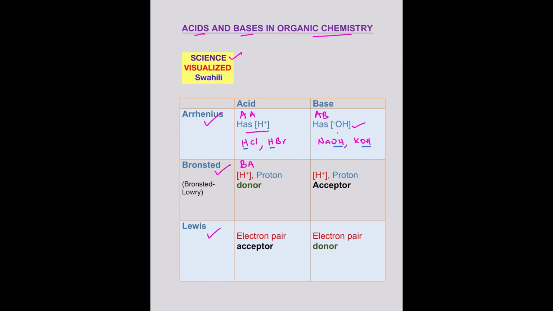Bronsted acids are hydrogen ion or proton donors. So hydrogen ion is the same thing as proton. They donate hydrogen ions or protons. An example of that will be HCl, HBr, and they can all donate the hydrogen. That's a proton, the hydrogen ion. The Bronsted base accepts hydrogen ions or protons. So an example of that will be OH minus from sodium hydroxide or potassium hydroxide. So they will accept hydrogen ions.